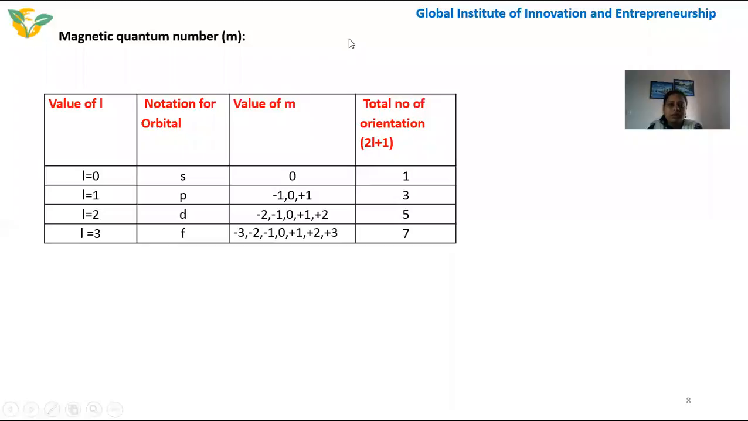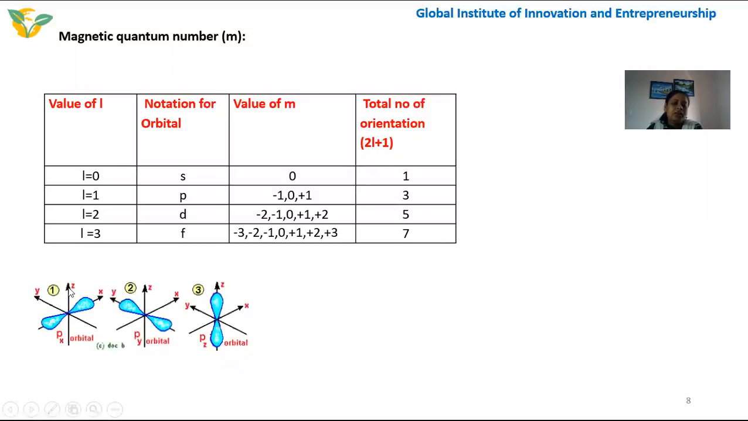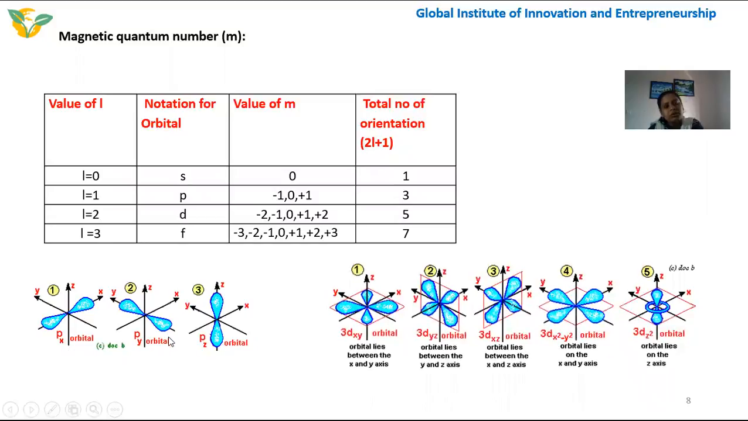So if we look at the p orbitals, we can see that when the p orbitals are oriented along the x-axis, it is known as the px orbital. When they are oriented along the y-axis, it is known as the py orbital, and when they are oriented along the z-axis, it is known as the pz orbital. And the magnetic quantum number for the pz orbital is 0.